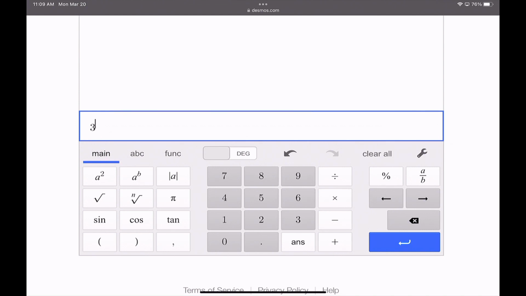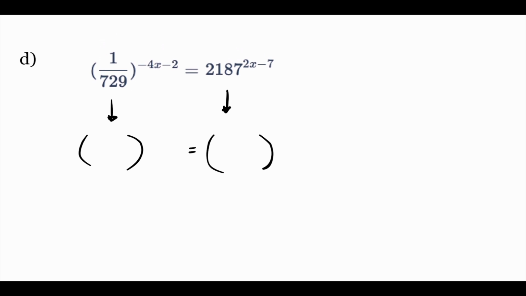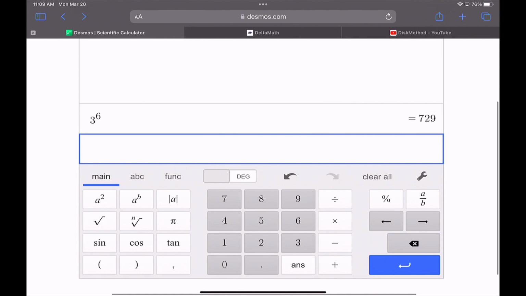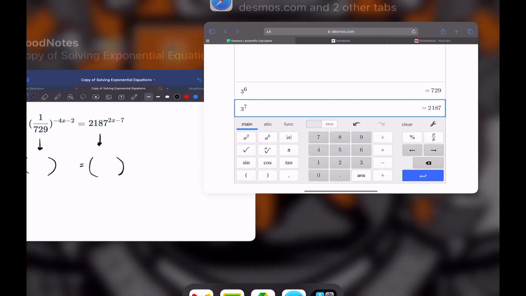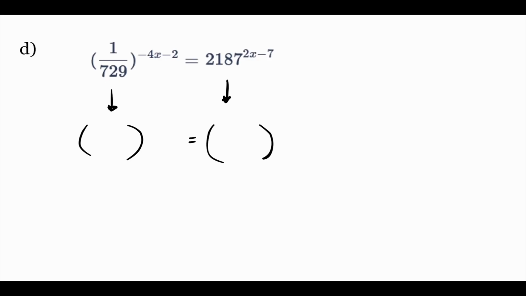So let's see. 3 to the fourth power. Nope. 3 to the fifth power. Nope. 3 to the sixth power. Ooh, 3 to the sixth power works. What's the other number? 2,187. Is there 3 to any power that makes that? Yep. So it's going to be 3 to the negative 6 because 729 is a fraction. 3 to the negative 6 and 3 to the positive 7.